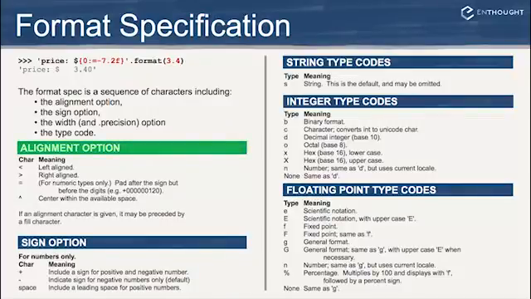You can specify alignment in the format string. You can specify whether the plus or minus sign on numbers are shown. You can specify the integer type code, if you have an integer, whether you want it printed out in binary format or octal or hexadecimal.